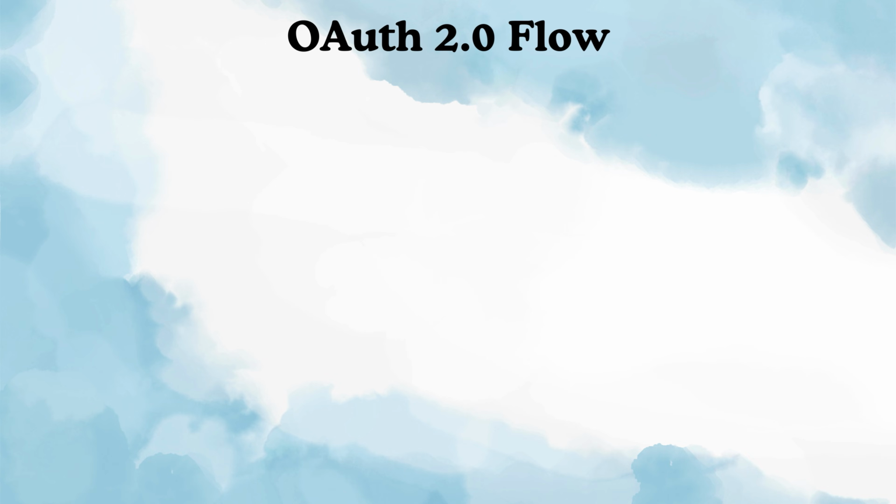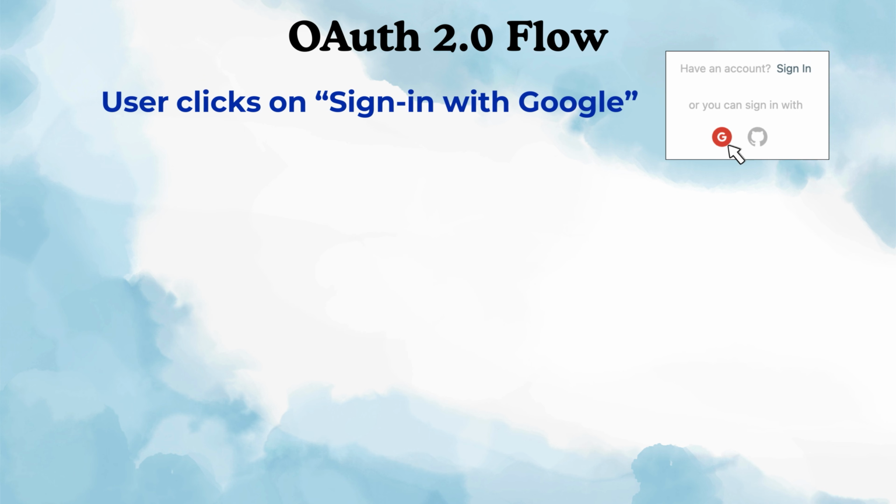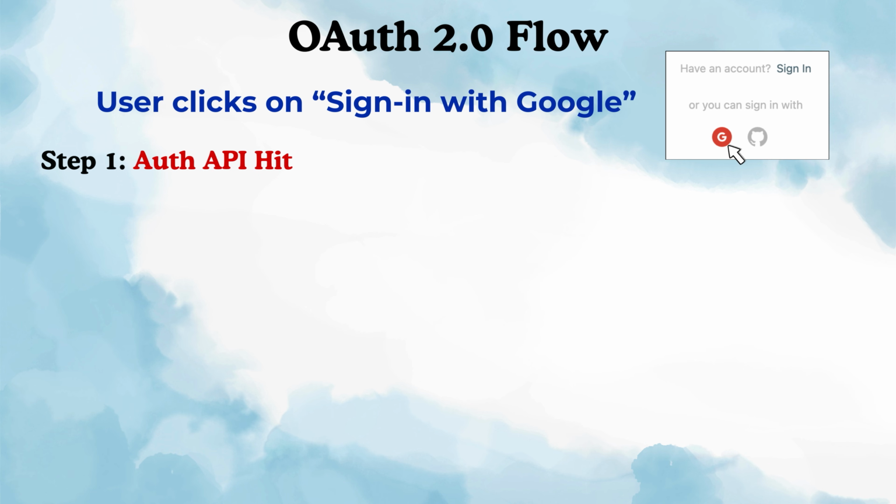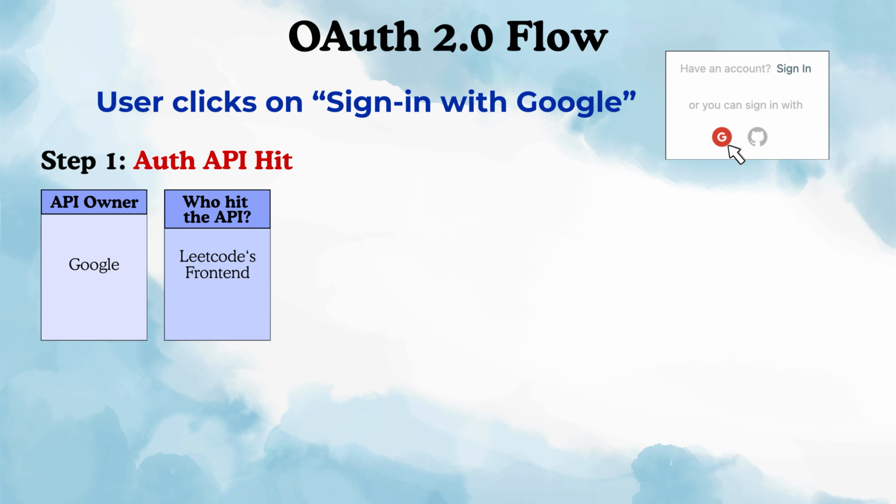Initially, the user is on LeetCode's website and clicks on sign in with Google. At this point, internally, an authorization API is hit. Now, whose API is this? This API is of Google and it was hit by the LeetCode front end. Okay, because we are on the LeetCode website, so LeetCode's front end will hit this API and this API is owned by Google. Okay, it's Google's API.